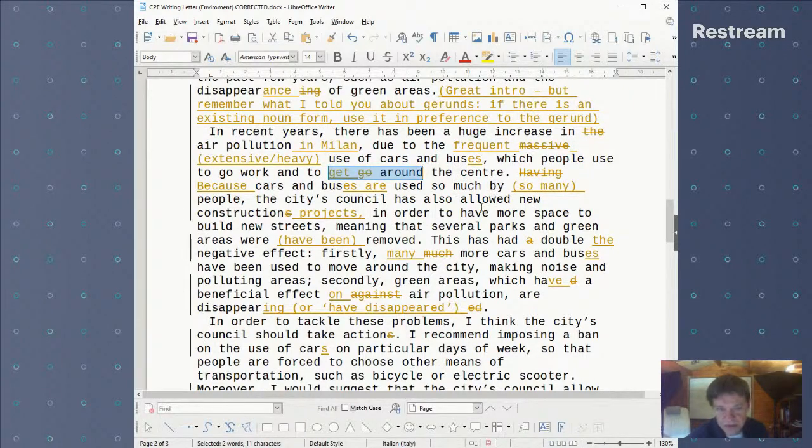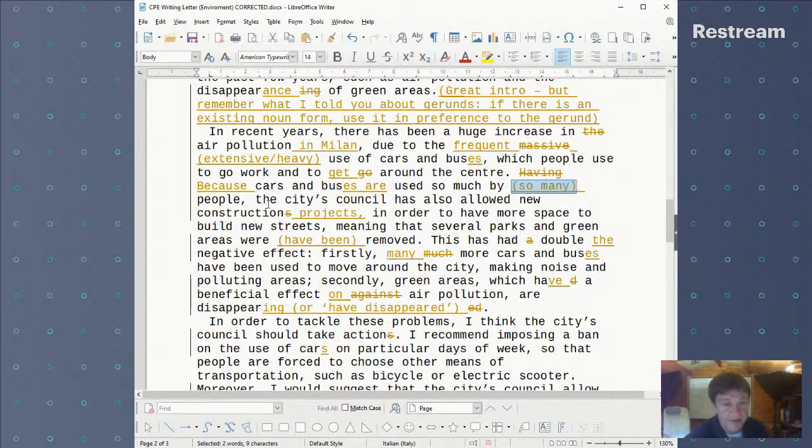Okay, I changed this one a little bit because I couldn't understand it with having cars and buses used by so much. I thought really we wanted to say because cars and buses are used so much by so many people. I think that sounds better. So much by so many. Hear the repetition of the so and then the quantifier. It sounds like Churchill's so much by so many to so few. Yeah, you've heard that one before, I'm sure.